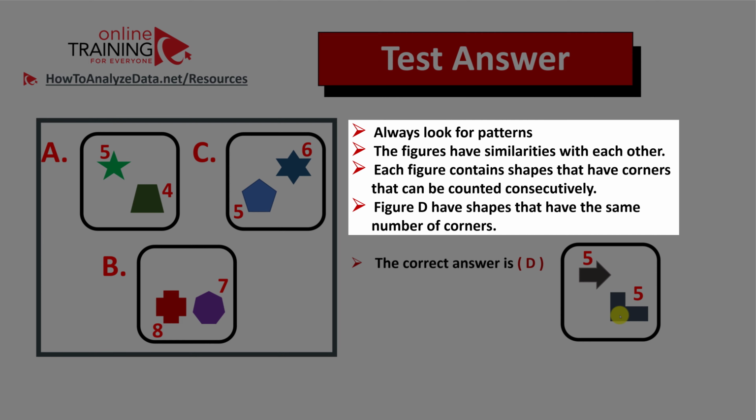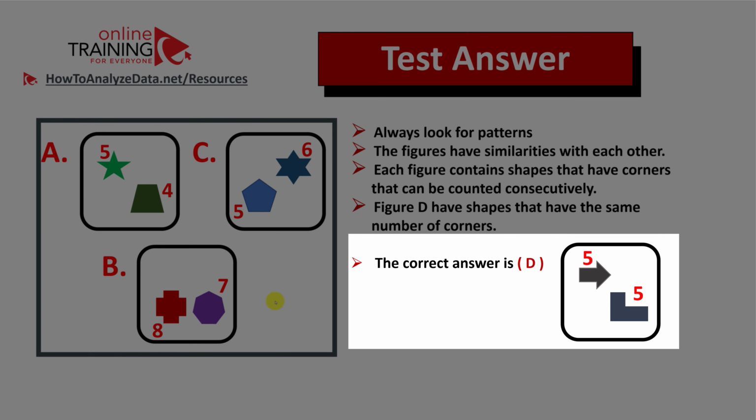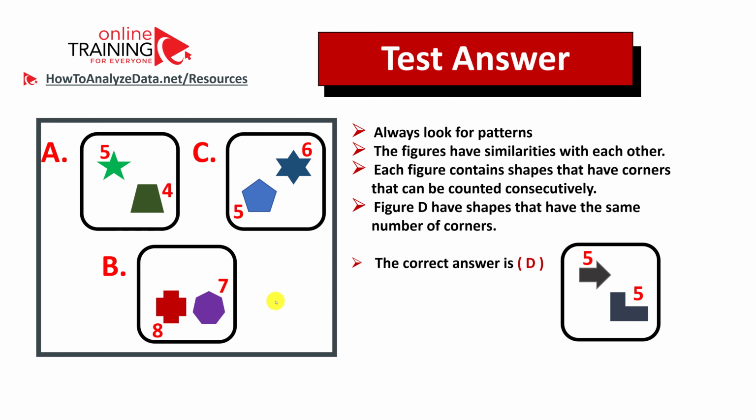In this case, the figures have similarities with each other. Each figure contains shapes that have corners that can be counted consecutively. And figure D has shapes that have the same number of corners. So the correct answer here is choice D, because choice D's shapes have the same number of corners. Hopefully you've nailed this question and now know how to answer similar problems on the test. Or maybe you've even come to the correct answer on your own.